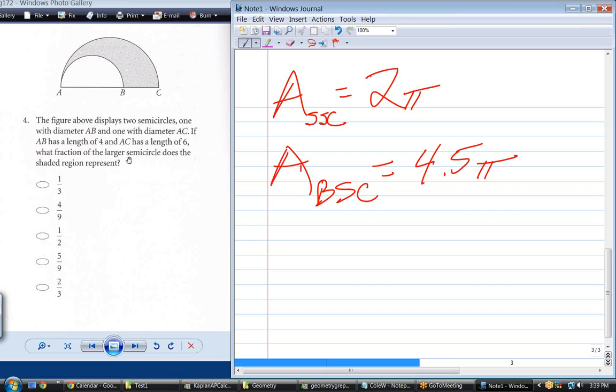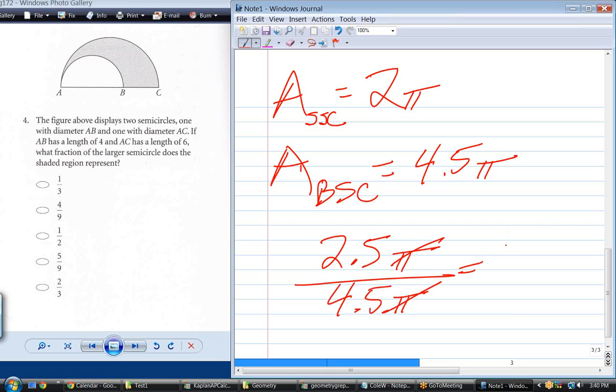Hold on. I didn't read the question very well. They didn't want the area of the shaded region. They wanted the fraction of the larger semicircle that the shaded area represents. Well, the shaded area was 2.5 pi. Since they want a fraction, we put that over the area of the larger semicircle, which was 4.5 pi. If I double the top and double the bottom, I get 5 over 9. So it's this answer.